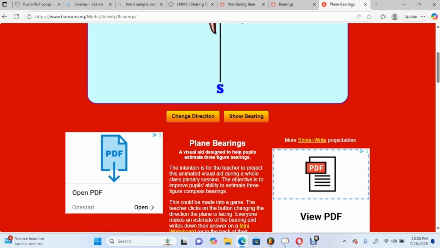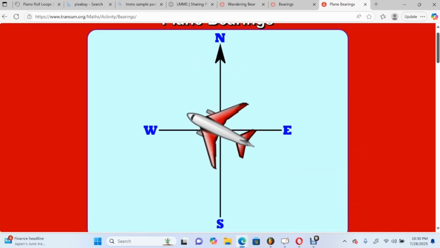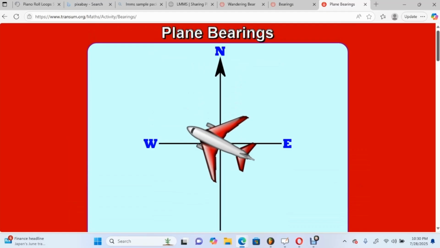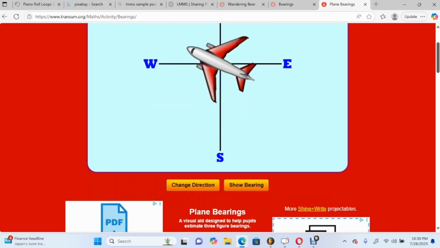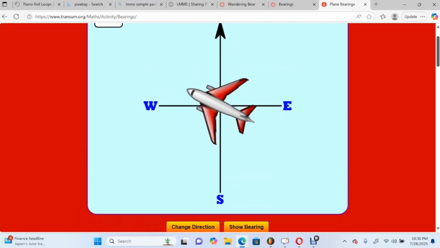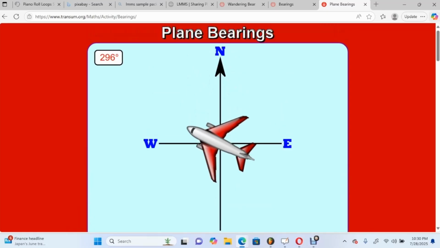I'm going to change the direction. Okay, here you could say 300. We change it, and let's show it. So the answer is 296. You may have said 300, because we are not measuring with a protractor, and 296 is closer to 300.